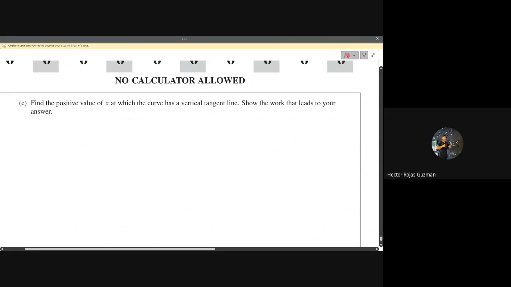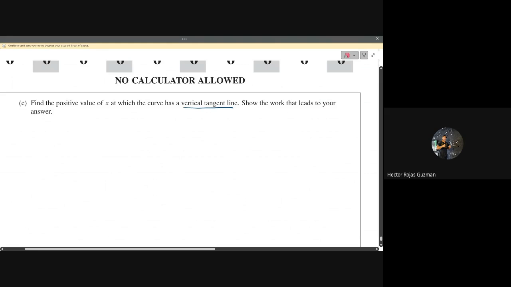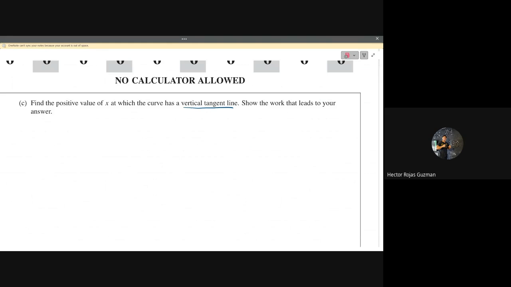C. Find the positive value of x at which the curve has a vertical tangent. Show the work that leads to your answer. Okay, so what do we know about vertical tangent lines? We know that the slope is undefined, and the slope can only be undefined when the denominator is equal to 0. So that's what we're going to do.